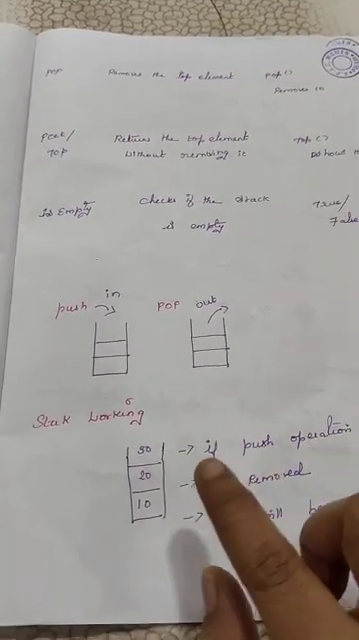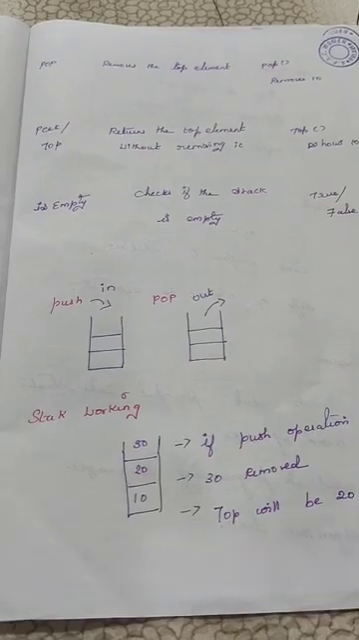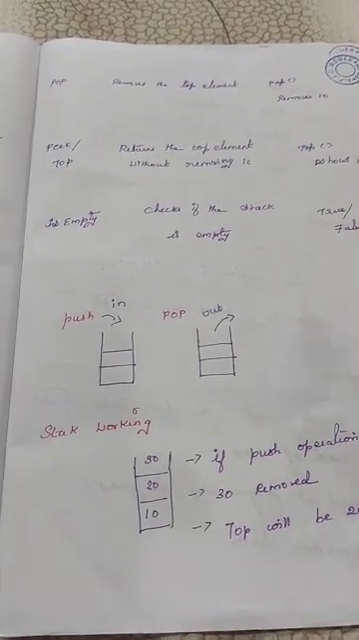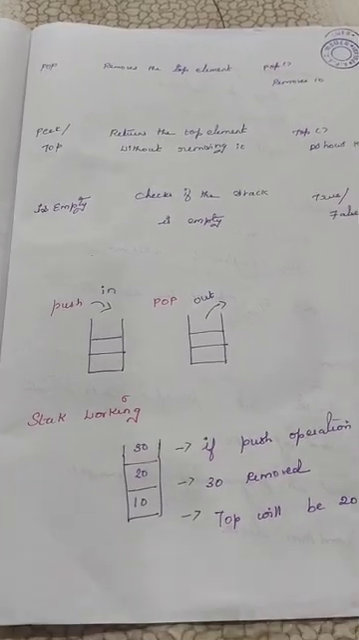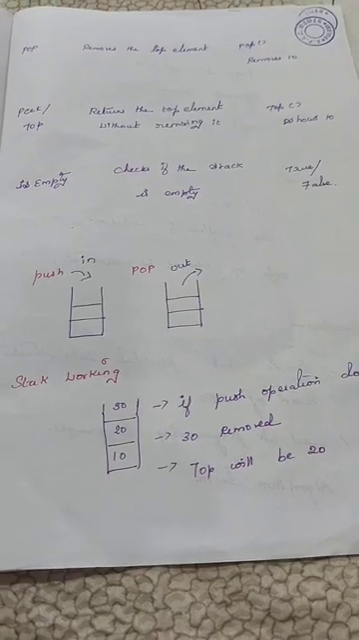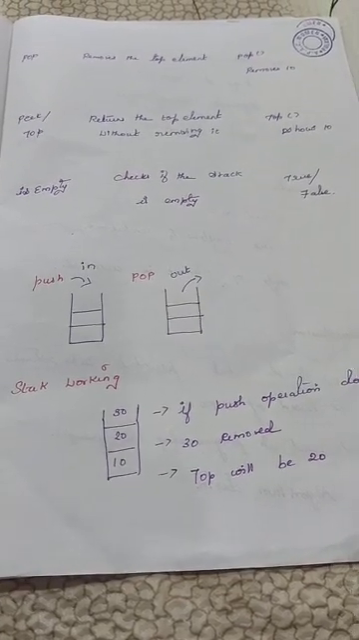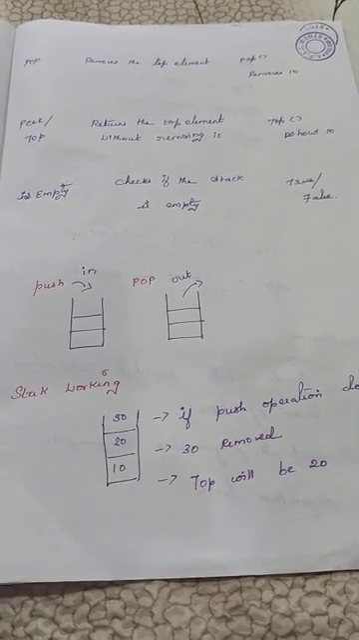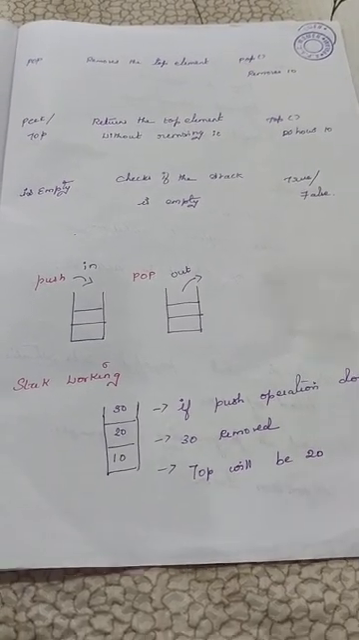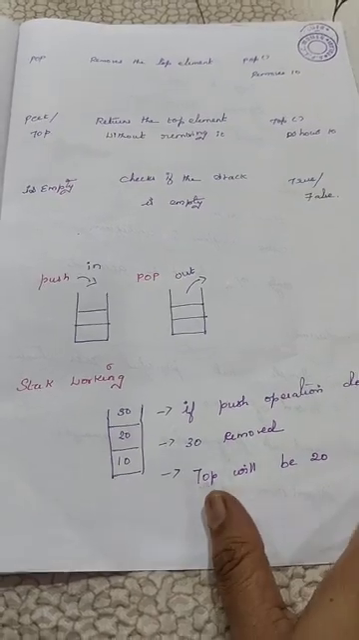Suppose in this diagram, we explain push and pop. In push, the elements are going in. In pop, the elements are going out. That is how stack operations work. Suppose 30, 20 and 10 are the stack elements. Suppose we pop out the element 30, then 20 will be the top element. Okay.